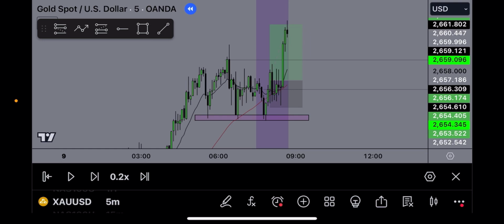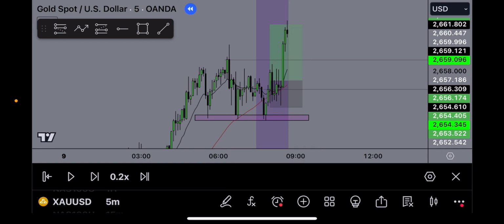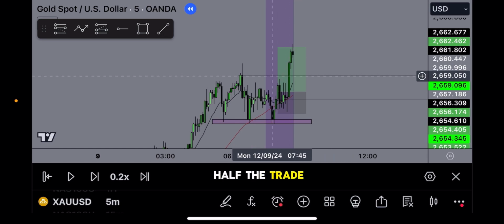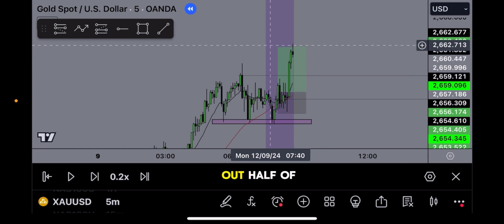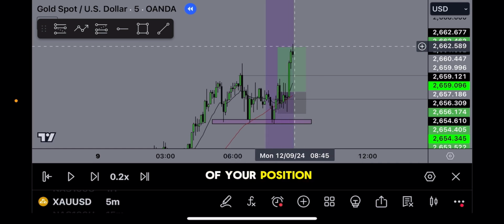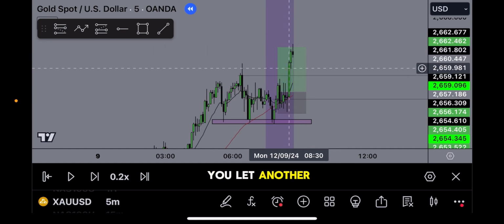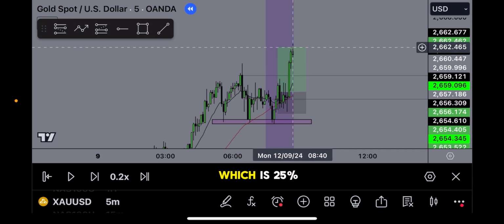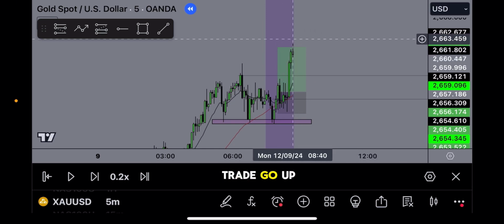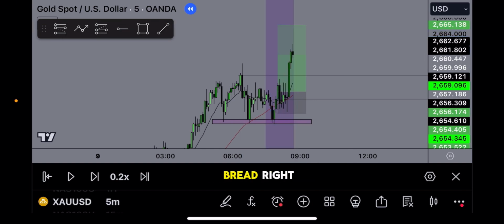So let's say, okay, you got your 1-to-1 and you got your 2-to-1. Take profit got hit. But you still want to maximize the most of your trade. So now you already closed out half the trade at 1-to-1, and you closed out half of that half at 2-to-1. So now you still got 25% of your position still open in the trade, right? Because you closed out 50%, you let another 50 run, and then you closed out half of that, which is 25%. Now you still have another 25 that you could let the trade go up and continue to take profit 3. If it keeps going to take profit 3, you could make that extra bread, right?